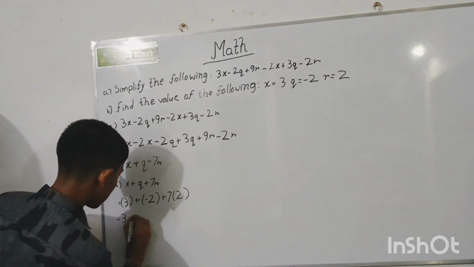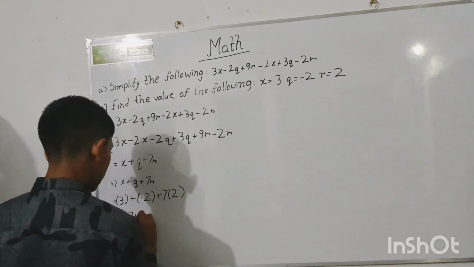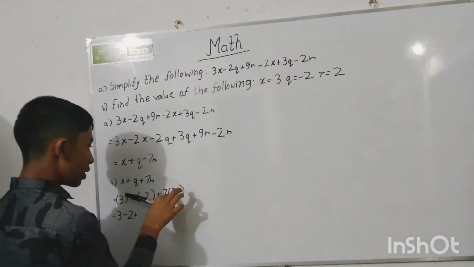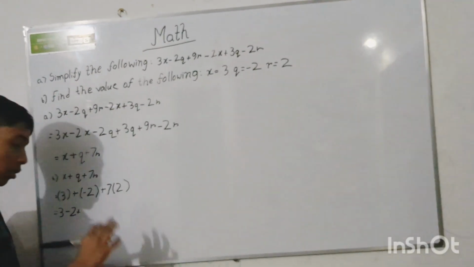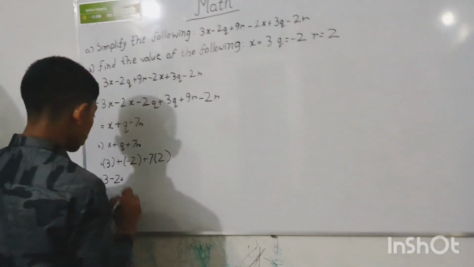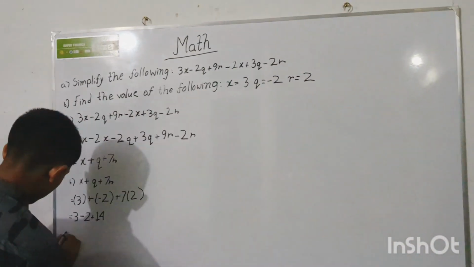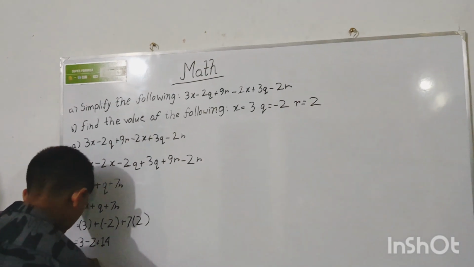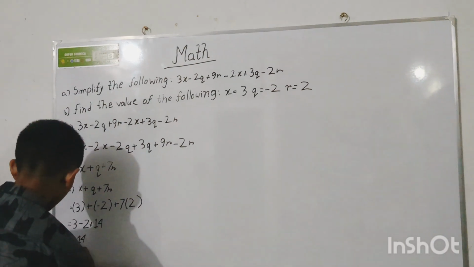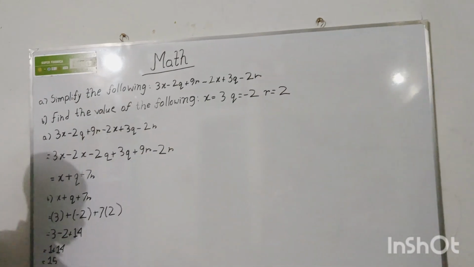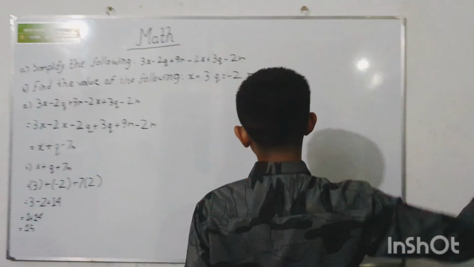So now minus 2 and plus, here is 7 and here is 2. Between these there is no sign, so I will multiply them. 7 twos are 14. Now I'll just add: 3 minus 2 is 1, plus 14, and our answer is 15. In this way, we can do this type of maths. Now I'm showing you another math.